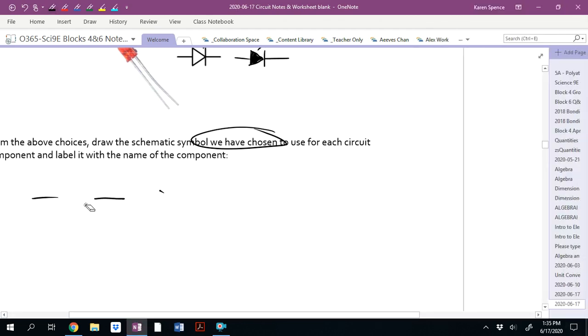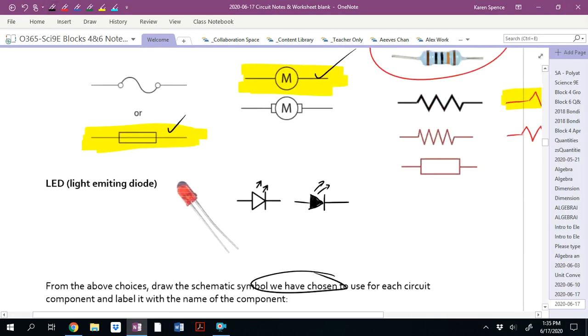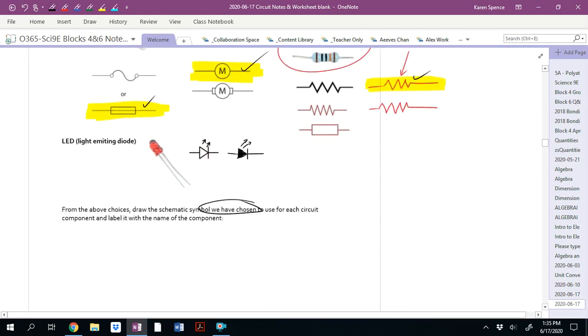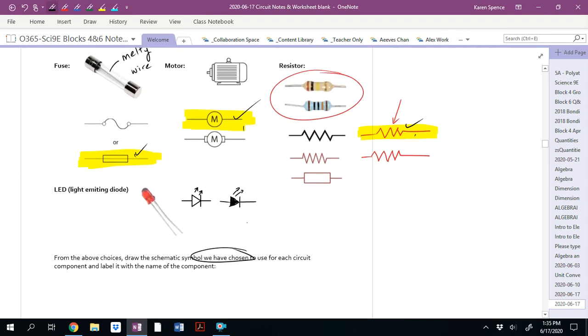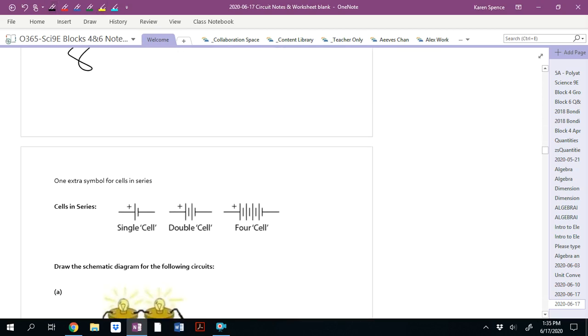There should be, how many should there be? Let's take a look. There should be 1, 2, 3, 4, if you include the open and close switch. 1, 2, 3, 4, 5, 6, 7, 8. Okay? 8. So there should be 8 things that you draw there.